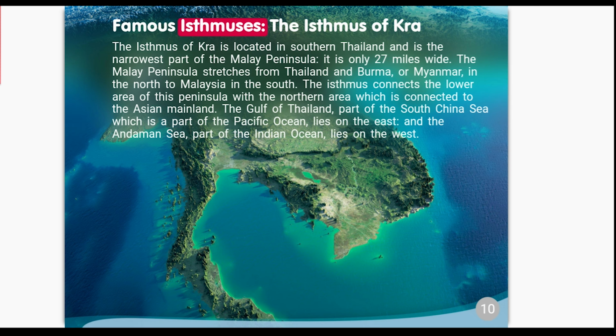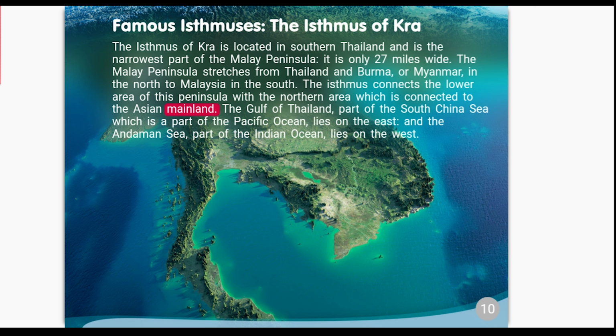Famous isthmuses. The Isthmus of Kra. The Isthmus of Kra is located in southern Thailand and is the narrowest part of the Malay Peninsula. It is only 27 miles wide. The Malay Peninsula stretches from Thailand and Burma or Myanmar in the north to Malaysia in the south. The isthmus connects the lower area of this peninsula with the northern area, which is connected to the Asian mainland.